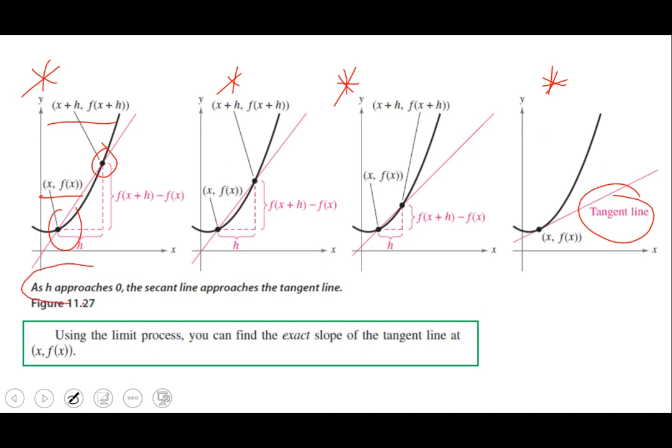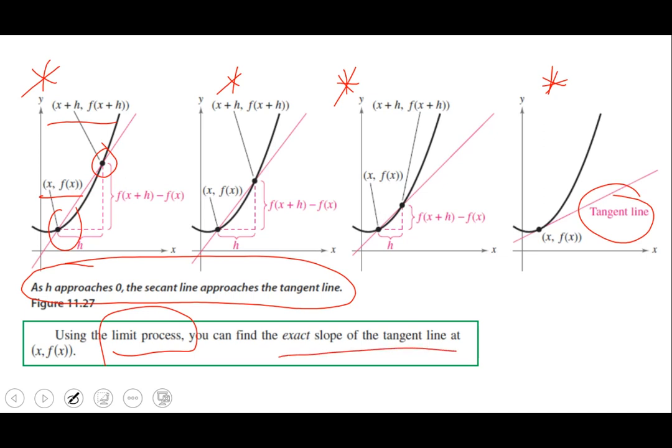So how is this happening? Because the two points are getting closer and closer together, the distance between them is getting smaller and smaller. Because the distance between them is h, getting smaller means h is going to 0. And again, getting closer and closer to something is called a limit. This limit process allows you to find the exact value of the slope of the tangent line, which is always 100 times better than just an estimation.